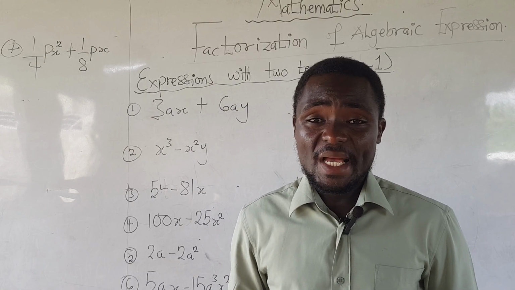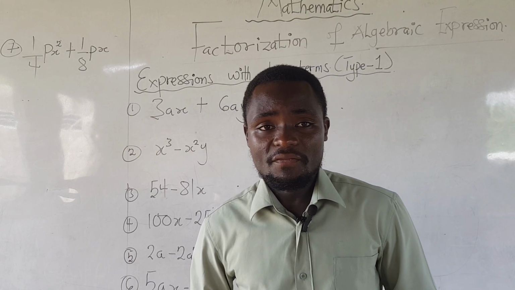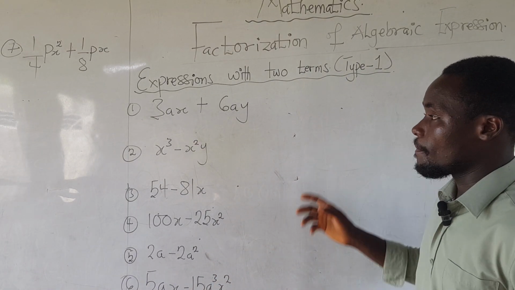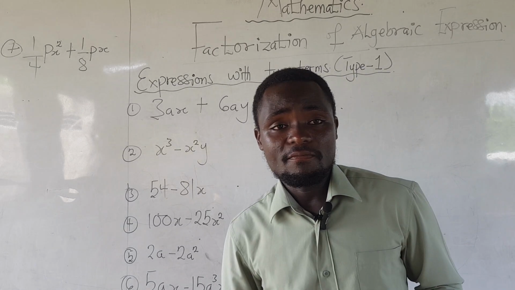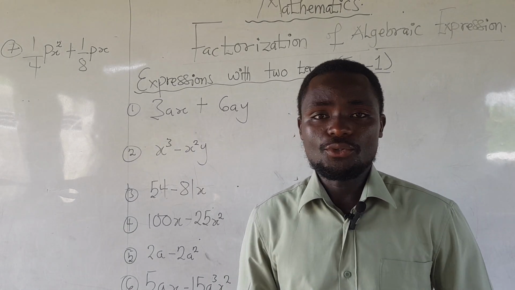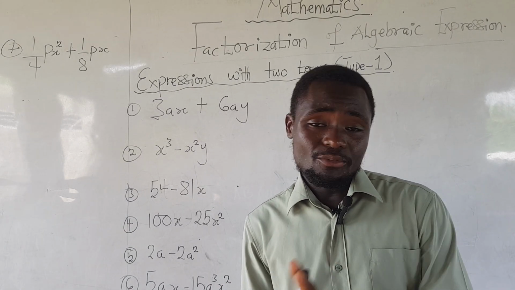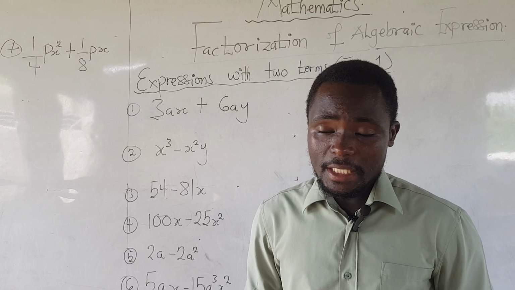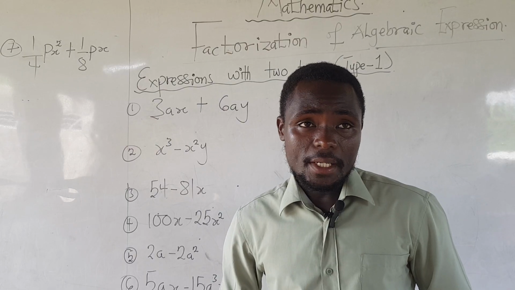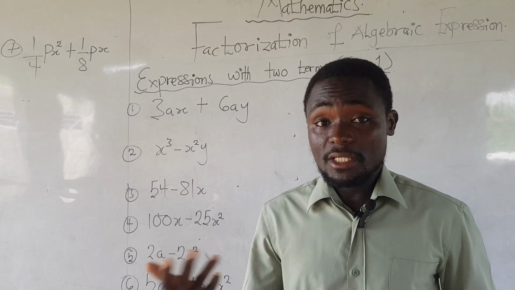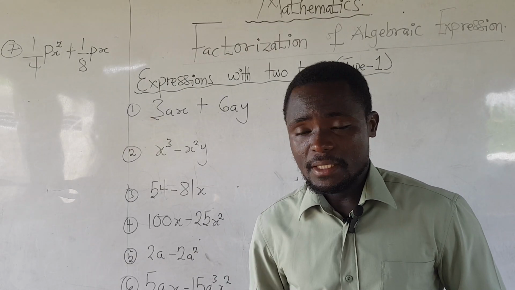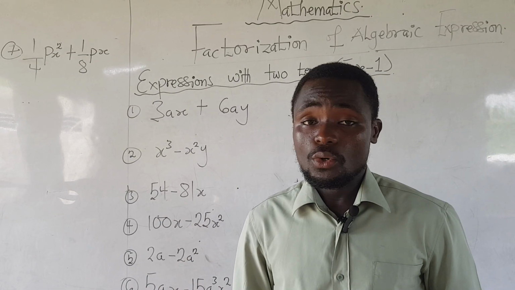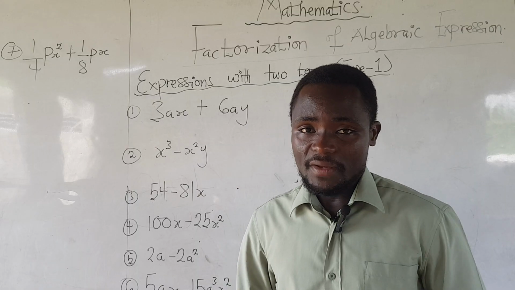Under factorization, we have types of factorization. The first type is called type 1. The type 1 factorization approach goes with expressions in algebra that contain how many terms? Two terms. Anytime we encounter problems with expressions containing two terms where we are asked to factorize, have it in mind that the method you are going to use is called the type 1 method of factorization.